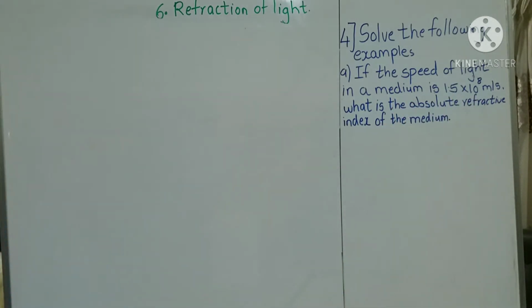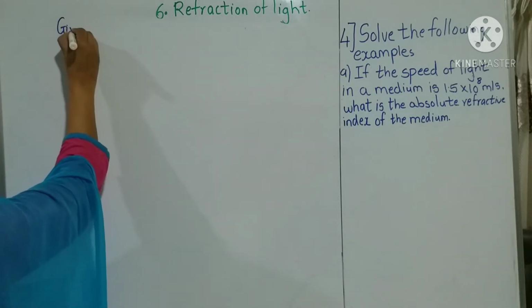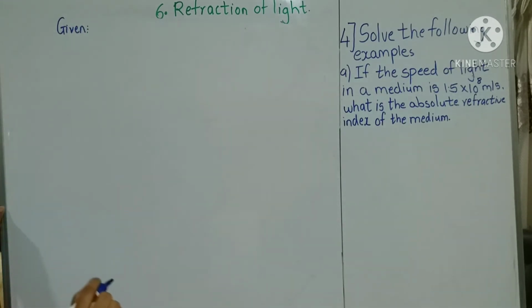We have already defined absolute refractive index. If the first medium is a vacuum, then the refractive index of medium 2 is called the absolute refractive index and it is written as n. So first let us write down the given. What is given in this question? Over here you will see they have given us the speed of light in the medium.